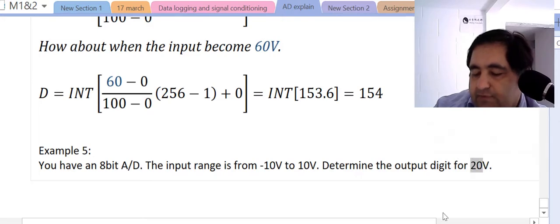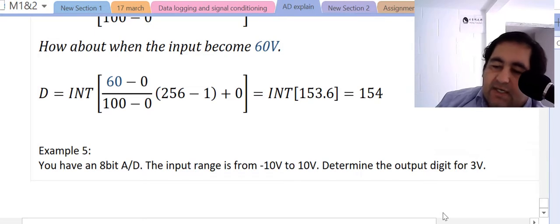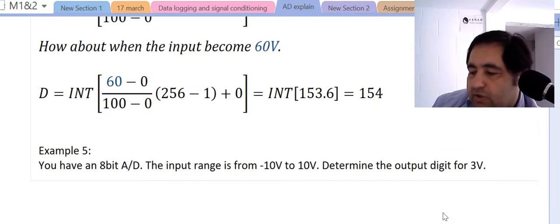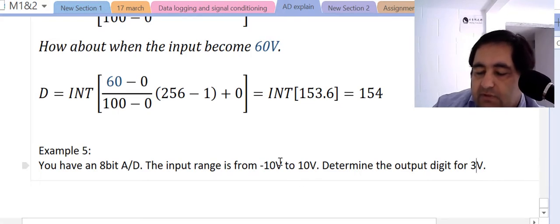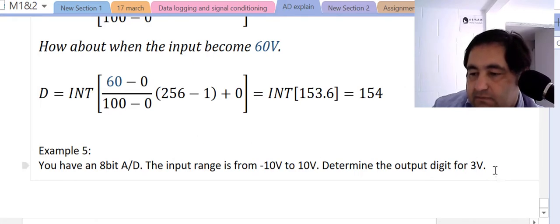I go for 3 volt. I want to see that if I get 3 volt, how much I am getting on my microcontroller or my PLC or whatever it is. It is very, very important. Why? Because the digit is the one that I am having, not actually 3 volt, because this range from -10 volt to 10 volt is going to be converted to numbers, and the numbers are the ones that I am going to have all the way through. So let's see what we can get.